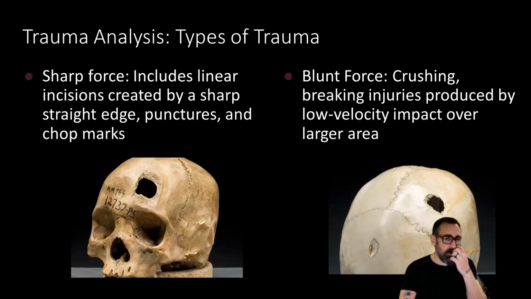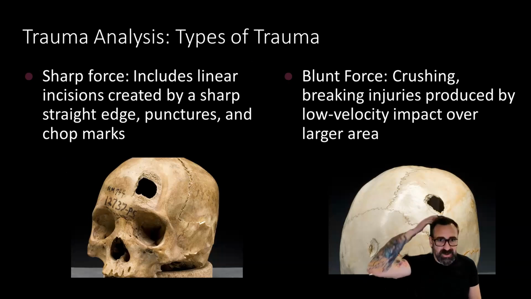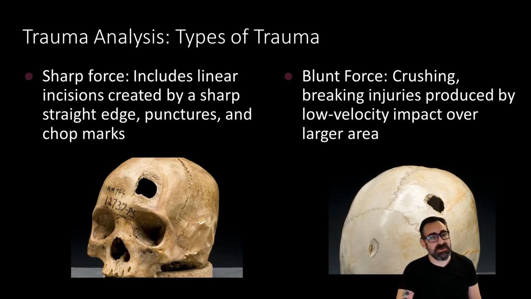So there are four types of trauma. There's sharp force trauma, which you can see here on the left-hand side. You can see that this person's skull was sliced through by something sharp, exposing the brain, but slicing away the bone. These can also be caused by punctures. There can be slashing marks. There are lots of different ways that sharp force trauma can manifest itself.